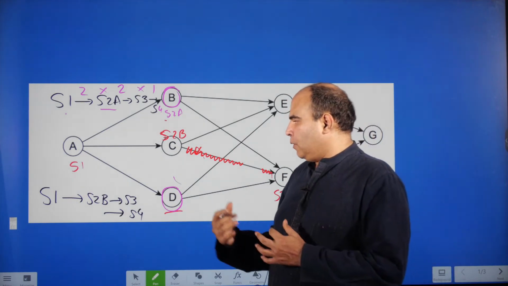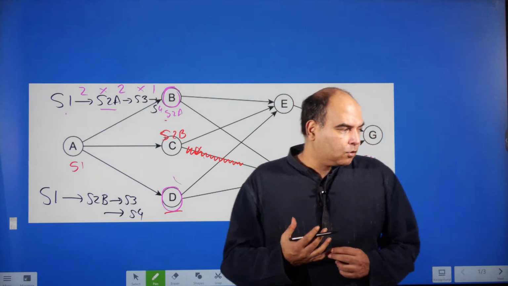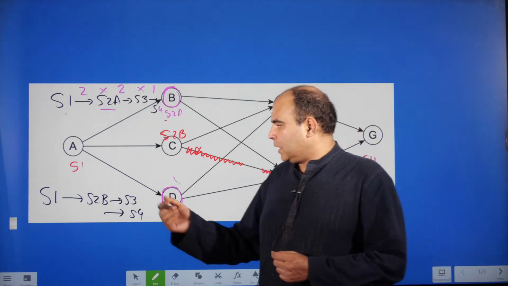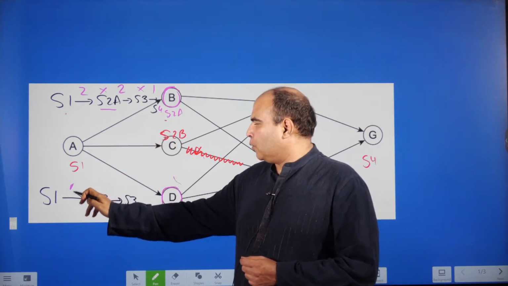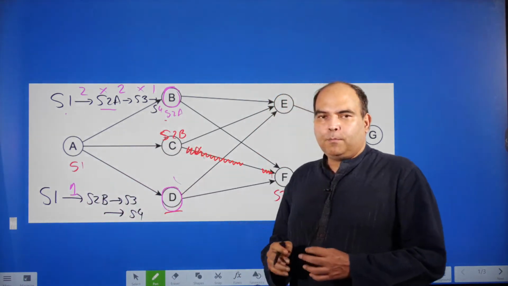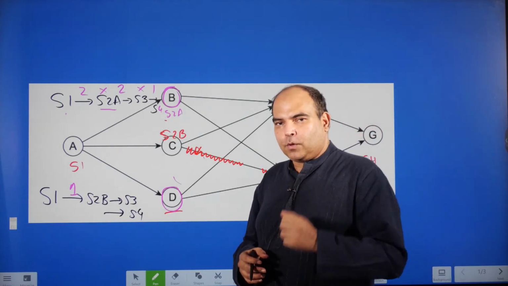And then you have to count the other one also. So you have to first get that structure correct. So stage 1 to stage 2B, that means you are going from A to C. There's only 1 route because there's only 1 position in stage 2B. So you'll have to come to C, and from A to come to C, there's only 1 route.